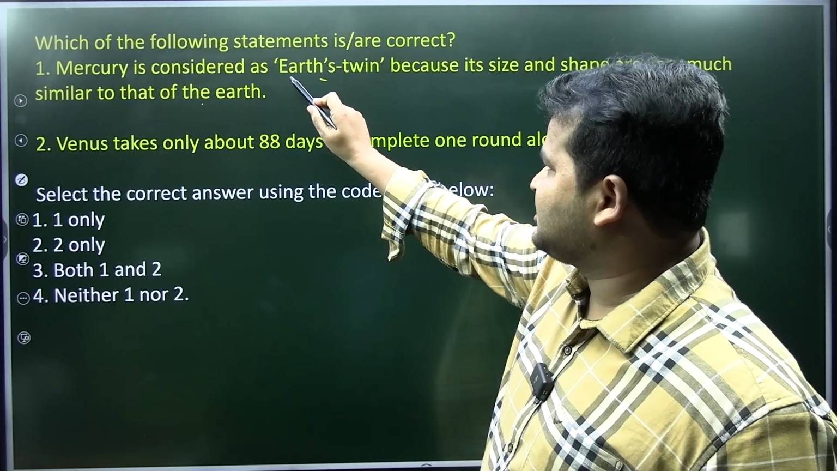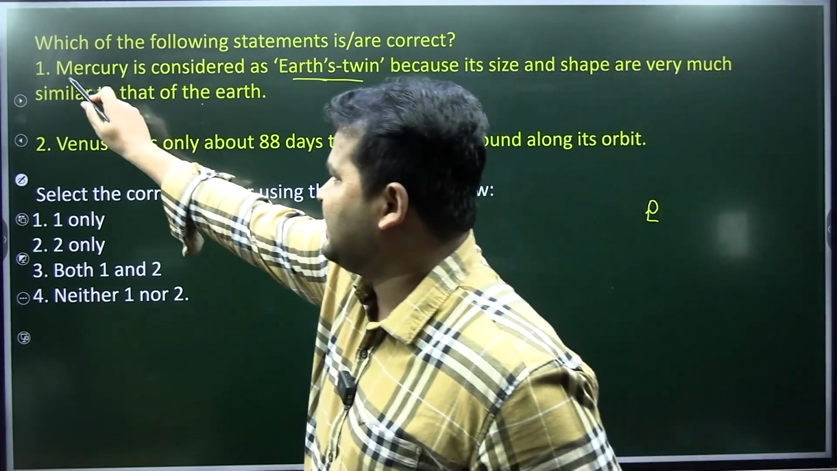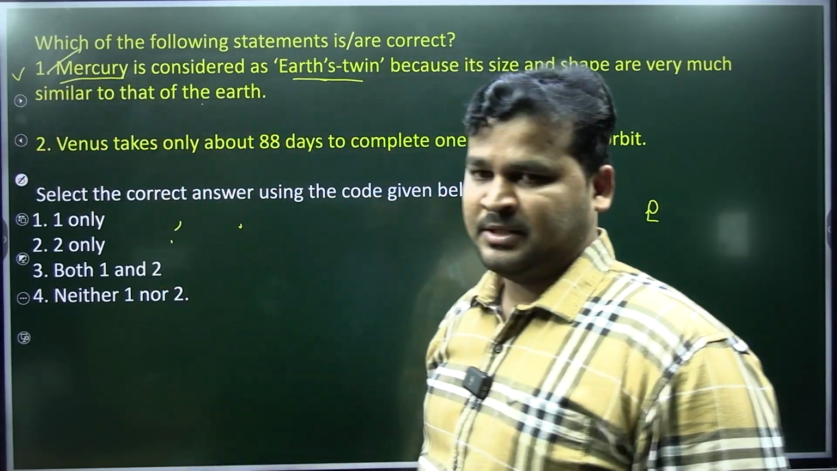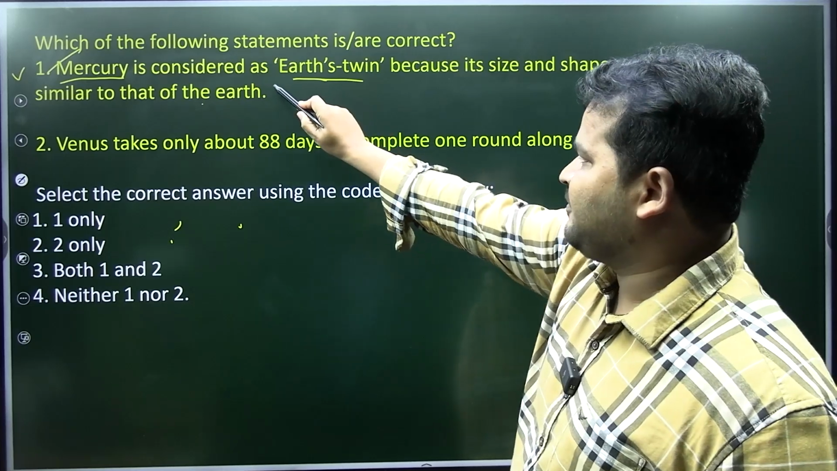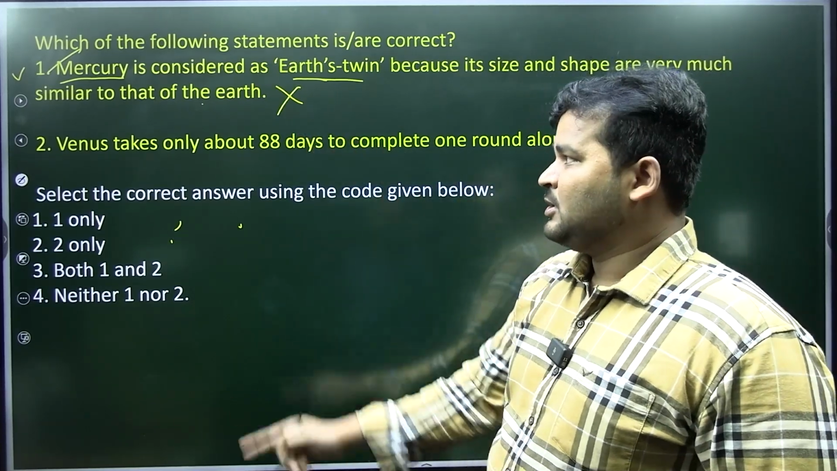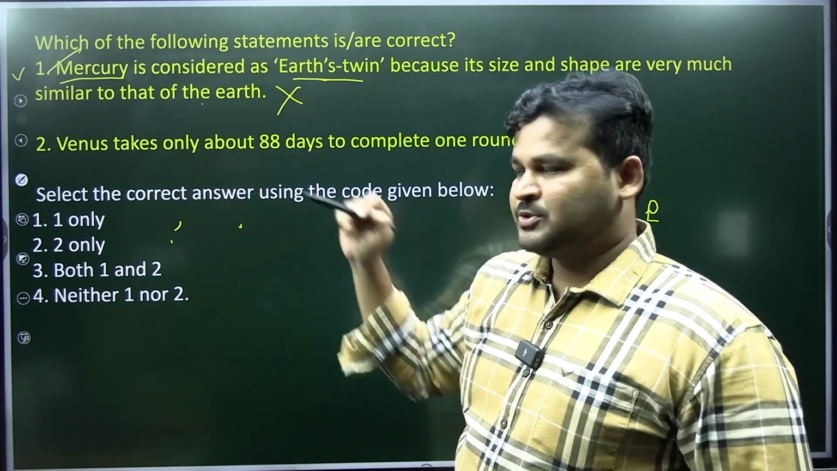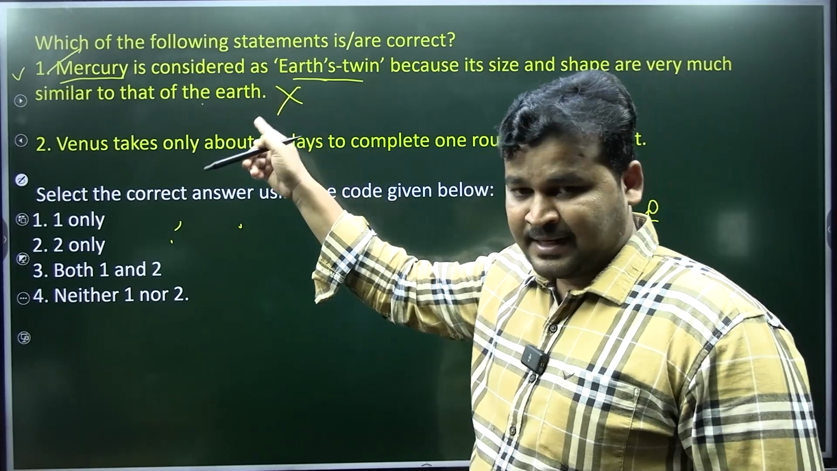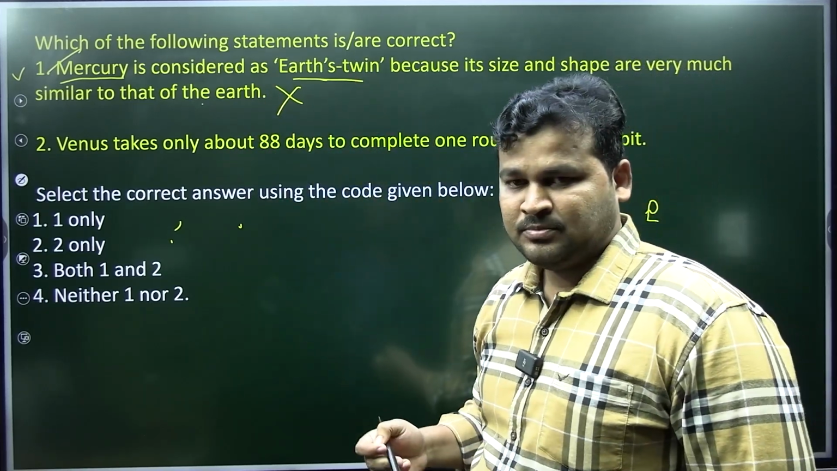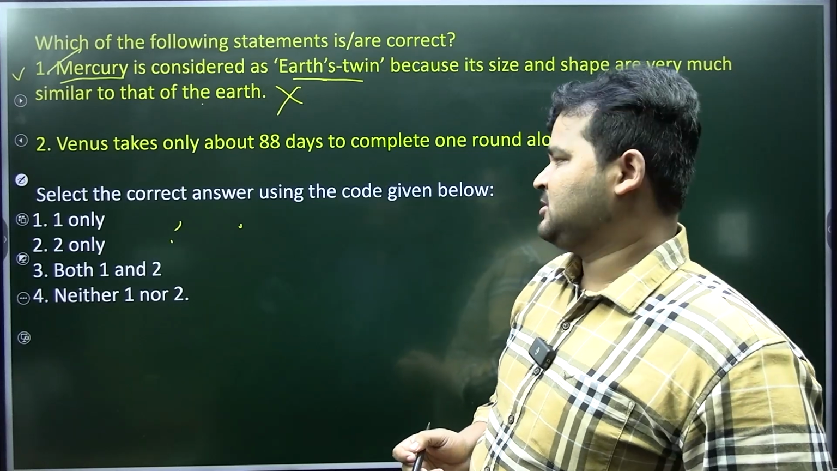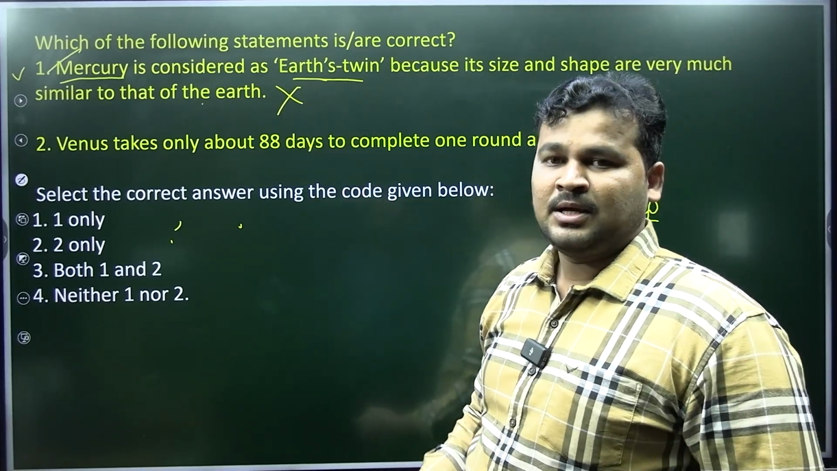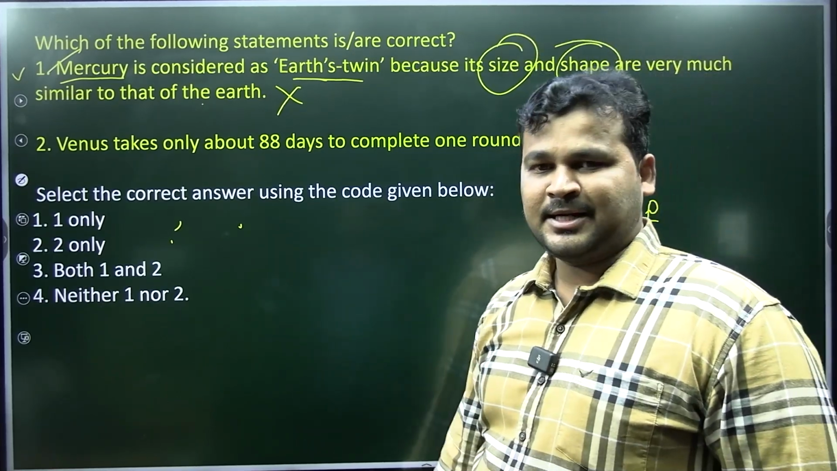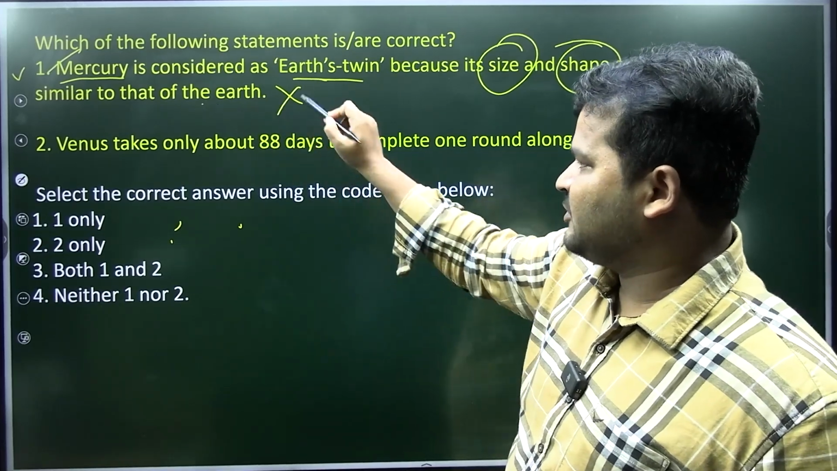Identify the correct answer. Coming to the explanation of this question. Mercury is considered as Earth's twin, not Mercury, Venus. If Venus were present here, it would be a true statement. That's why it is a wrong statement. Mercury is the smallest planet and also the nearest planet to the sun. Venus is regarded as Earth's twin and also the morning star, evening star. Venus has characteristics similar to the Earth in terms of size and shape, but not the atmosphere. So 1 is false.